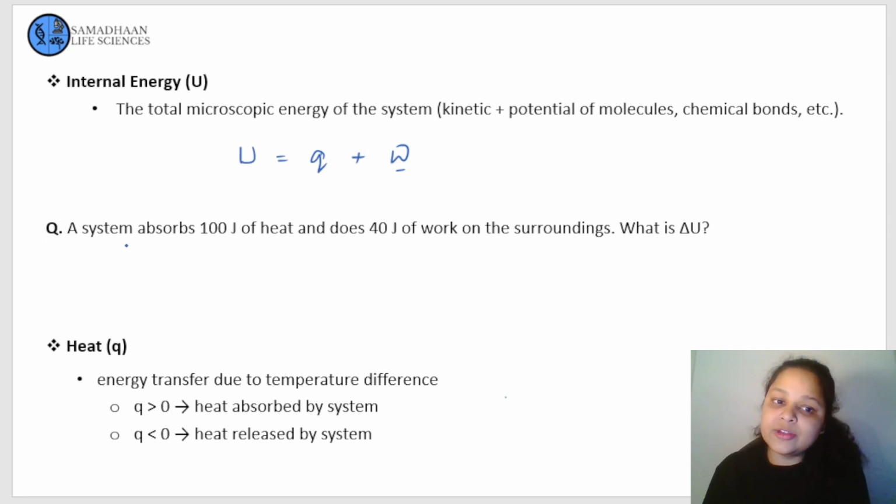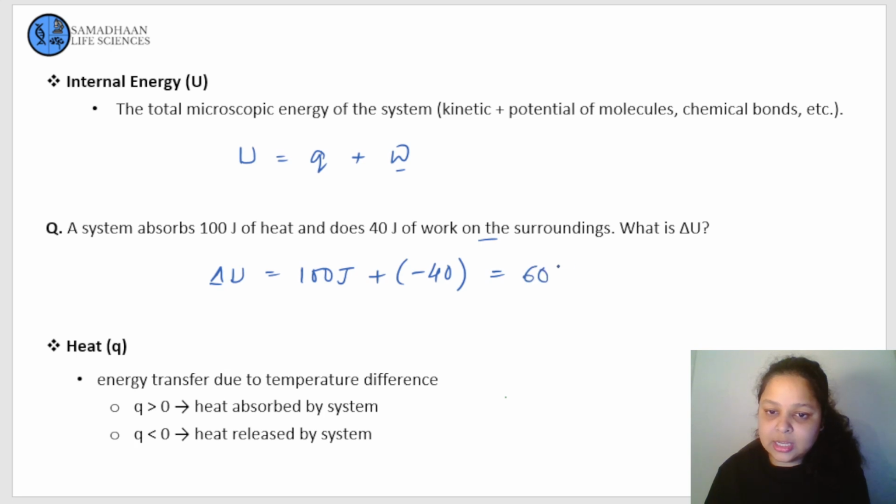For example, if a system absorbs 100 joule of heat and does 40 joule of work on the surrounding, then we can calculate the change in internal energy is equal to 100 joule heat absorbed plus minus 40. Why minus? Because the system is doing the work on the surrounding. I will come to the sign later also. So here the answer is 60 joule.